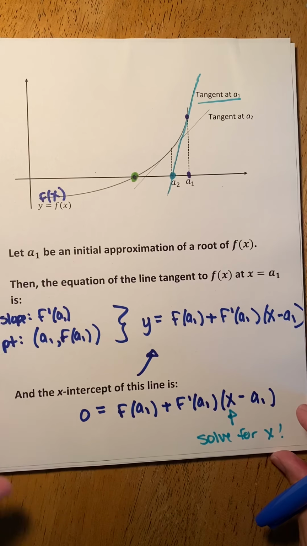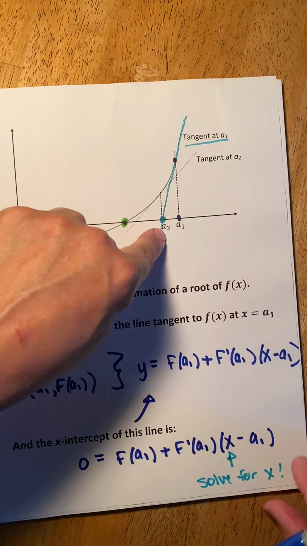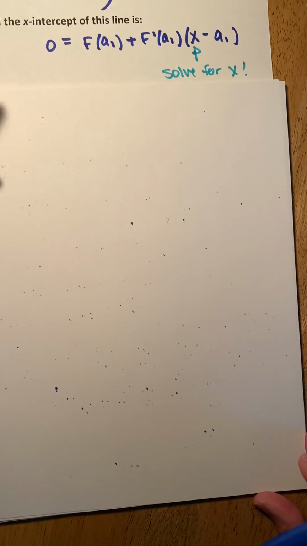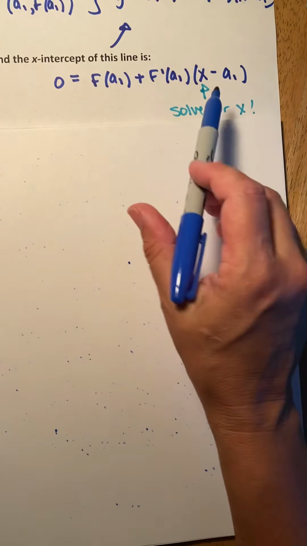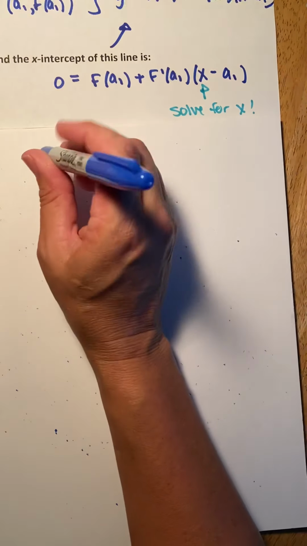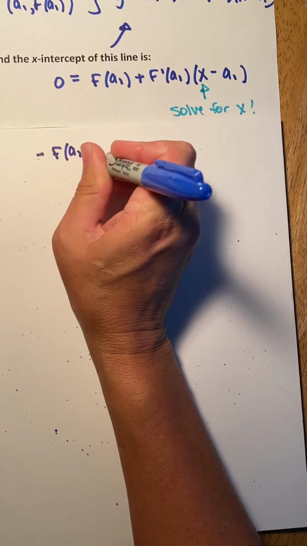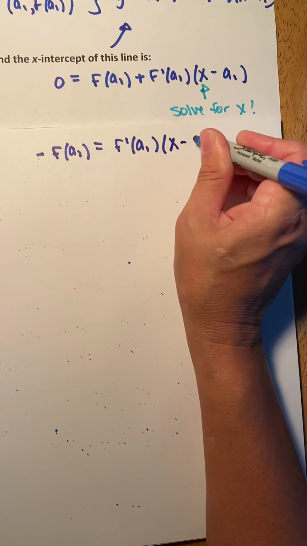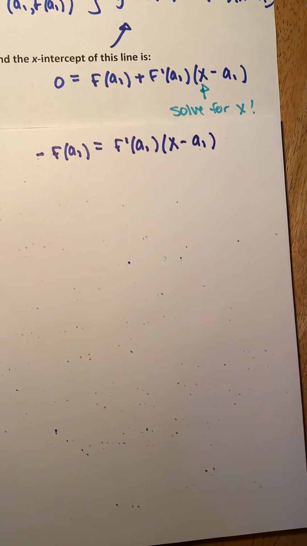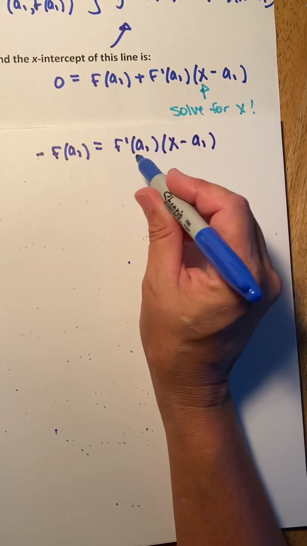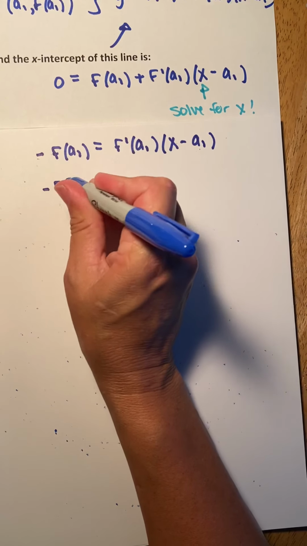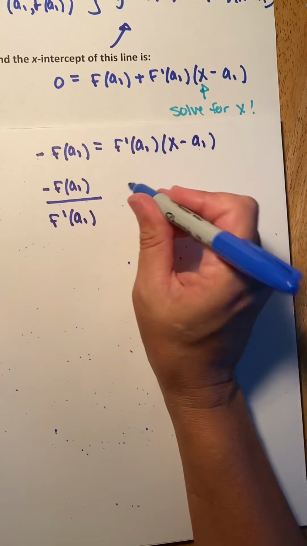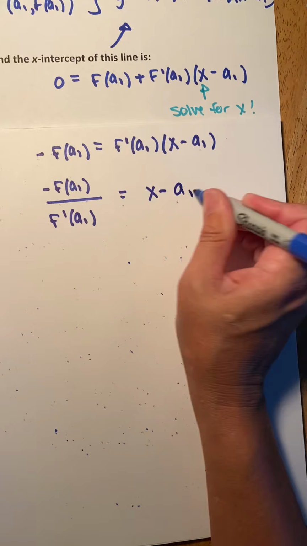So now we have to do the algebra here. We're going to find the value where that tangent line crosses the x-axis, the x-intercept. Let's subtract f of a1 first. So negative f of a1 is equal to f prime of a1 times x minus a1. And we're going to divide by f prime of a1. So negative f of a1 all over f prime of a1 equals x minus a1.